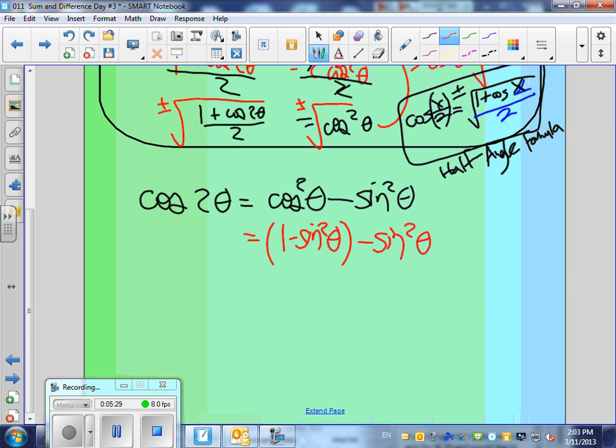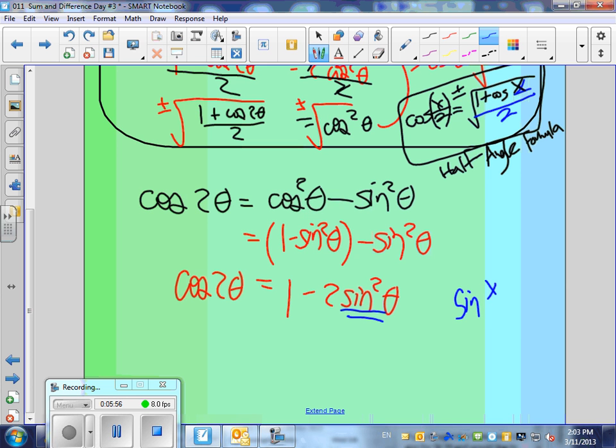So what will that simplify to? 1 minus 2 sine squared theta. That will be equal to cosine 2 theta as well. Here's what I want you to do. Now, you've seen this done once. Let's see if you can solve for sine theta and eventually find out what the sine of x over 2 is. Good luck.